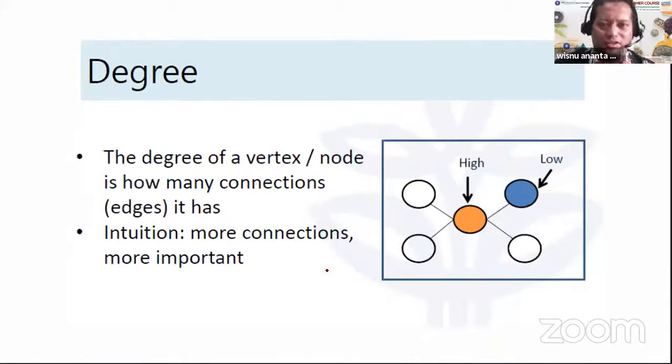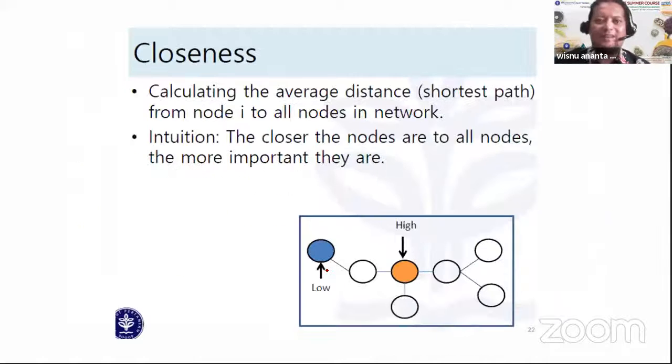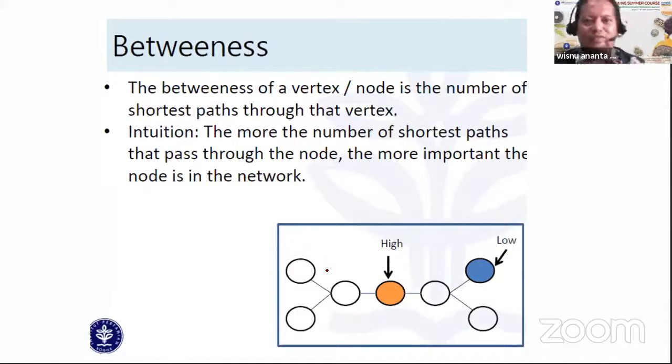Degree, I already explained, has the intuition: more connections, more important. It makes sense, yeah. And closeness calculates the average distance, or shortest path, from node i to all nodes in the network. So the intuition is the closer a node is to all nodes, the more important it is. Because they have many friends, many close people, so it is more important. Betweenness: the intuition is the more shortest paths that pass through the node, the more important the node is in the network.